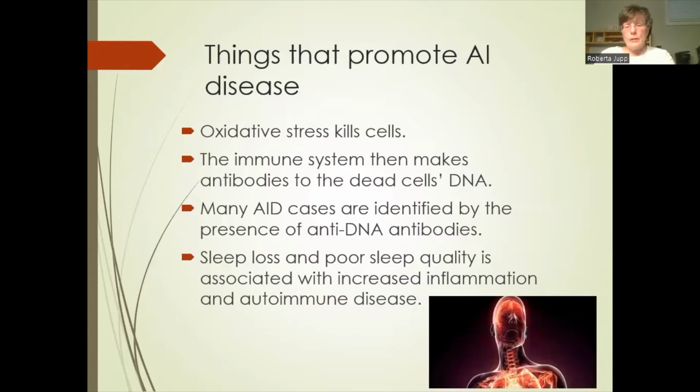Oxidative stress, we talked about that. We'll go into detail a little bit more. But whenever we have oxidative stress, that actually kills our cells. And when our cells die, our immune system can make antibodies to the DNA from the dead cell. And again, if it's too much, if there's an overload, then it can just blow up and become an inflammatory disease.